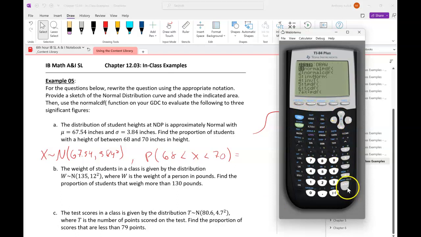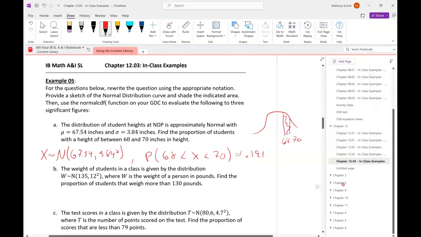So second VARS, normal CDF. So 68 to 70. But this time my mean and standard deviation are different. They're given to me. So that gives me 0.191. What's the alternative thing you could have done here? You could convert those two to z-scores and then use a standard normal distribution. I don't know why you would want to, given the graphing calculator technology that you have available to you.